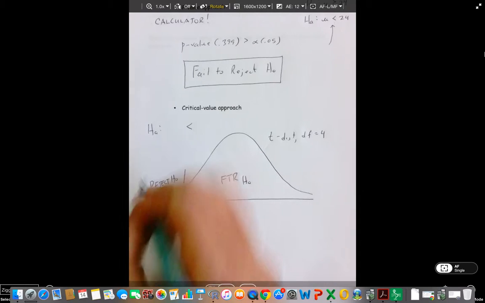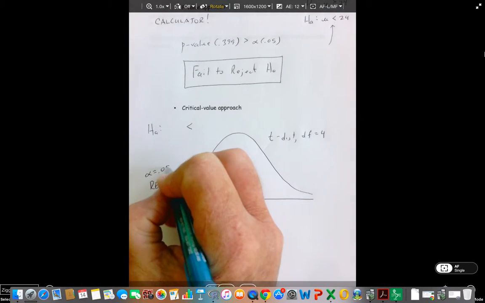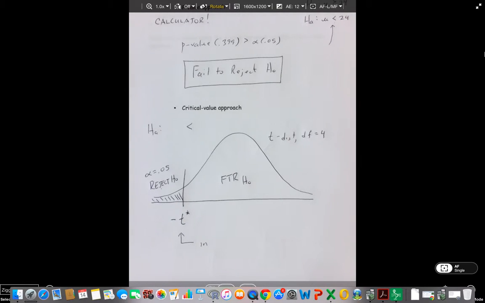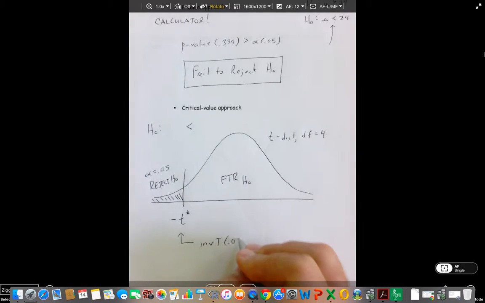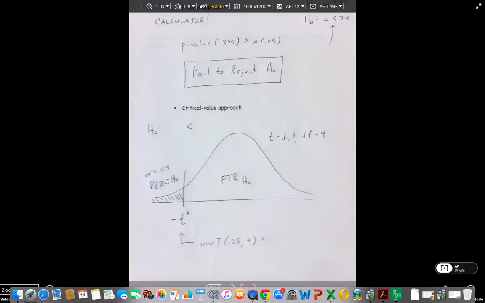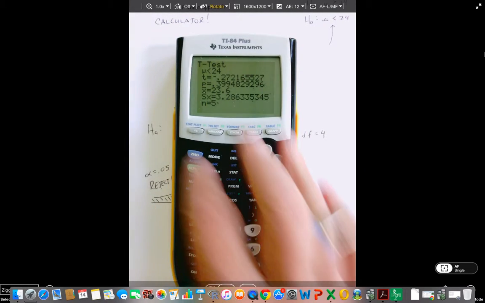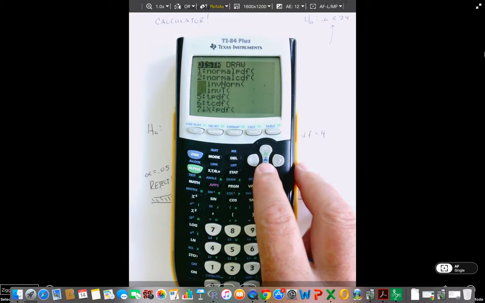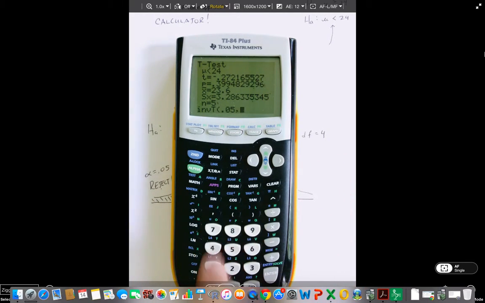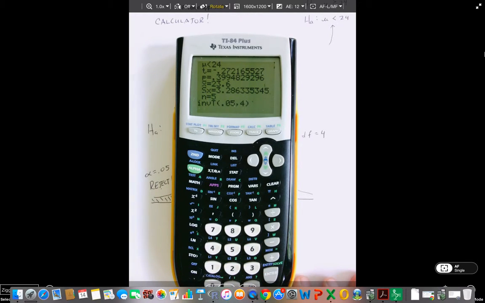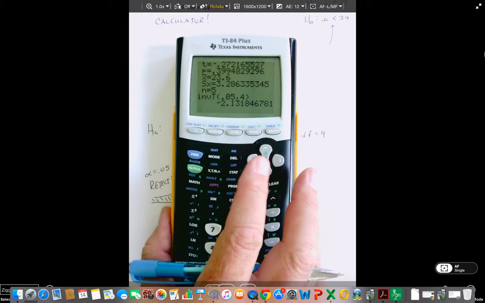Remember, guys, now we put all of our alpha in that area. So we're going to use inverse t, 0.05. Before we used 0.025, but that's what you do when you conduct a two-tailed test. You split your alpha into two rejection regions. So, gang, inverse t, 0.05, comma 4. You have negative 2.132.